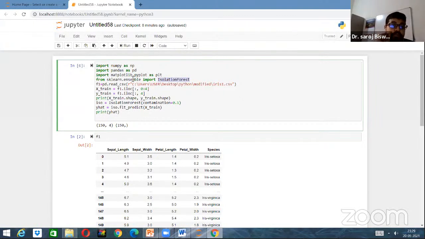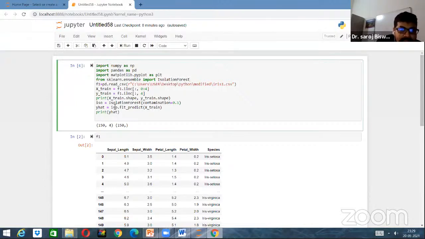So isolation forest is a kind of ensembling method because we have created a number of trees there. All such submodules are stored in this package called sklearn.ensemble. From this package, this submodule is imported. In this submodule, the definition, the code of the isolation forest is already defined. Simple thing.